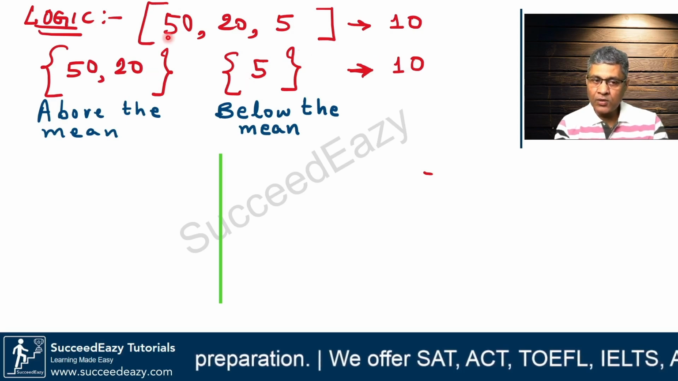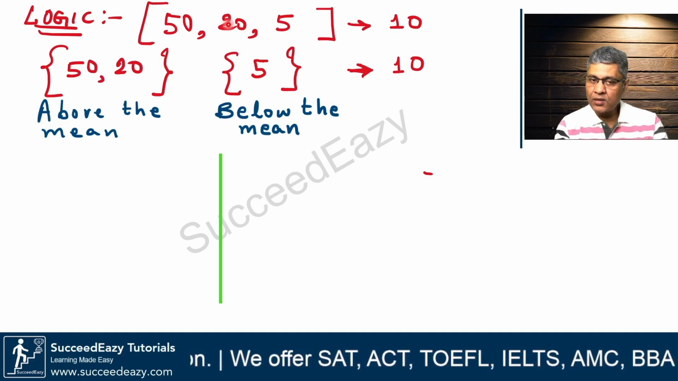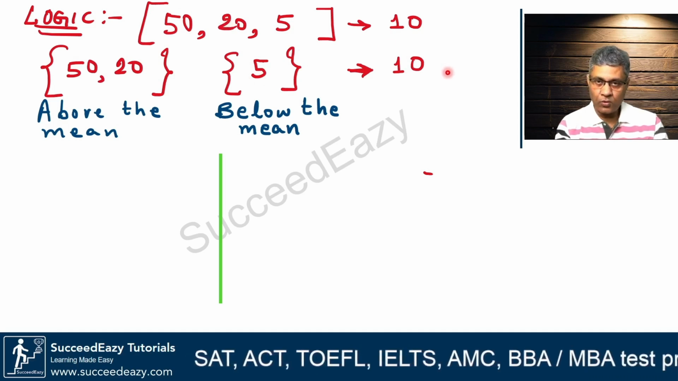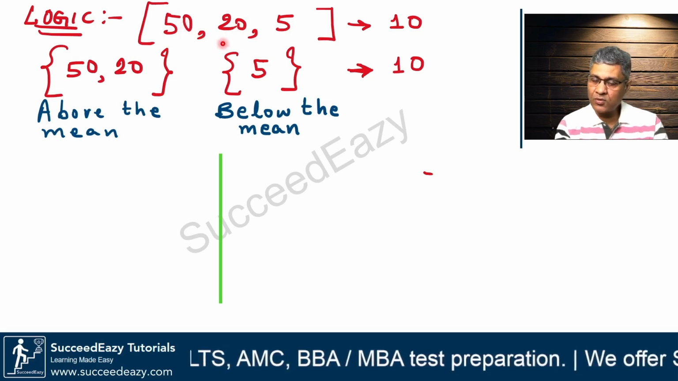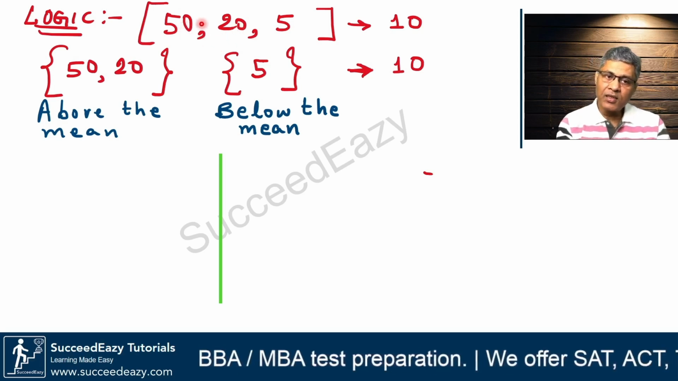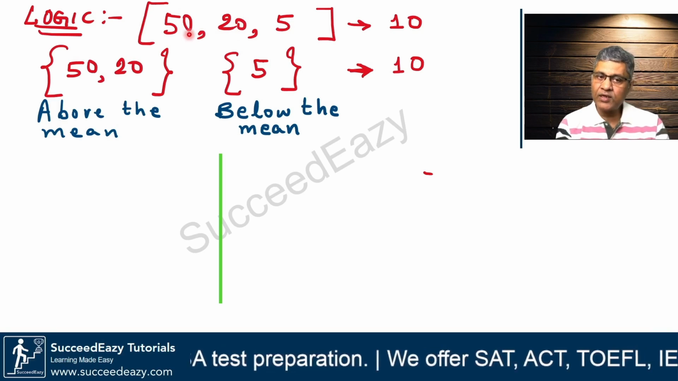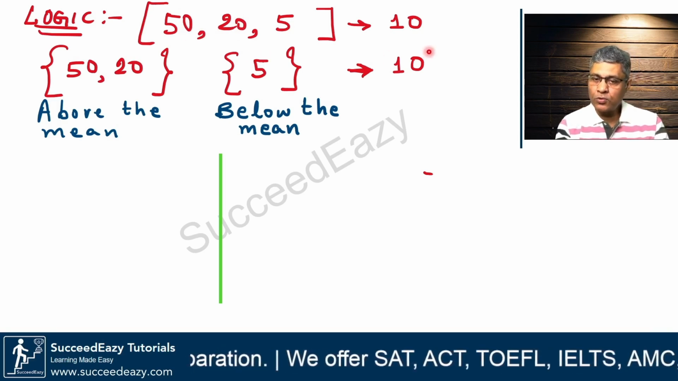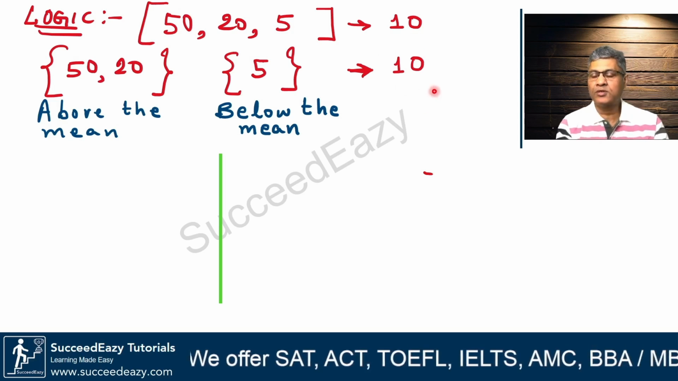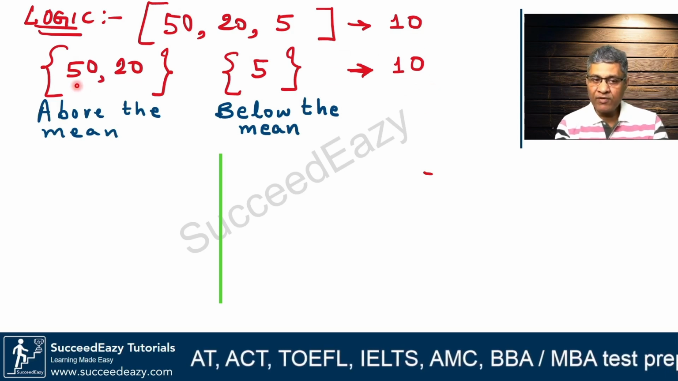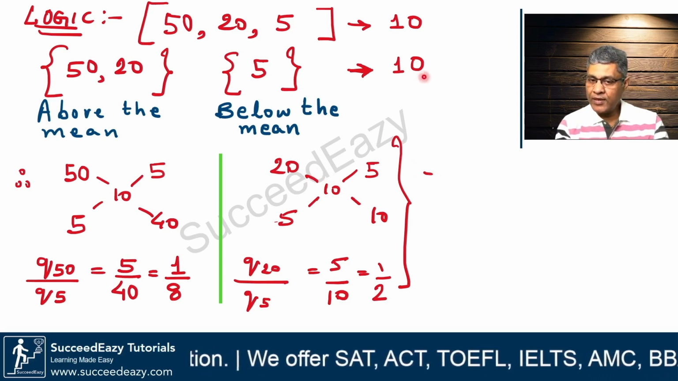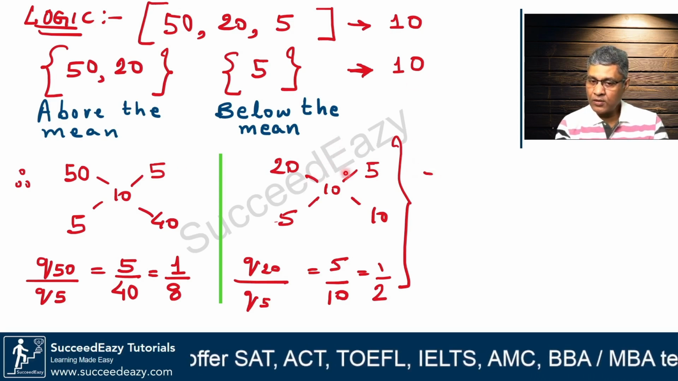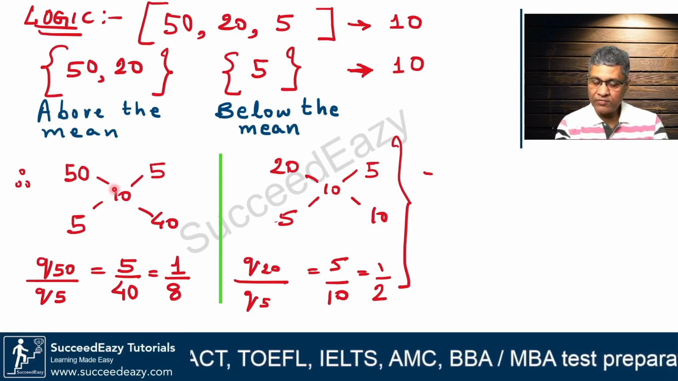But can you take 50 and 20 to get 10%? No. You will never be able to get a 10% solution if you take 50% strength and 20% solution, because there the average will always remain between 20 and 50. So what you need to do in order to get 10% solution, either you can take 50 and 5, or you can take 20 and 5. 10 will remain in between 5 and 20. 10 will remain in between 5 and 50.